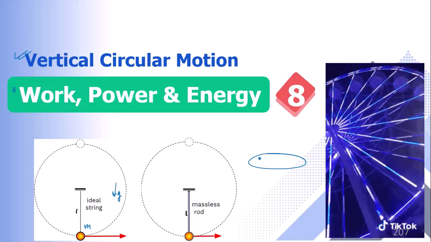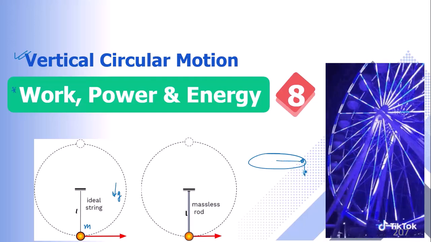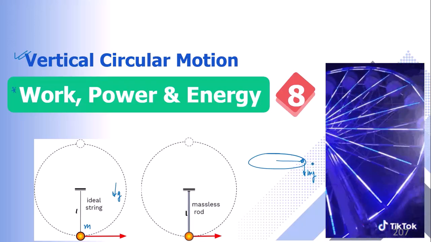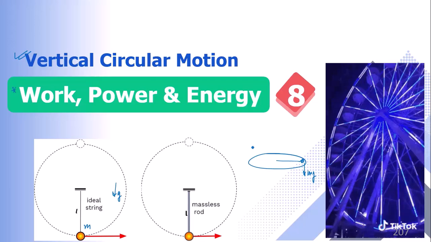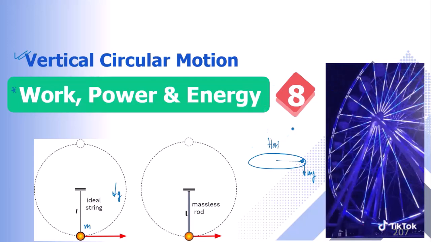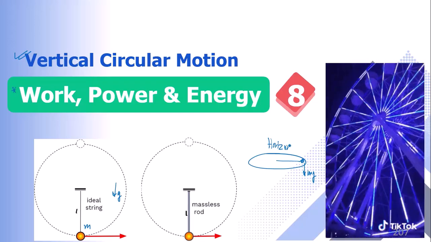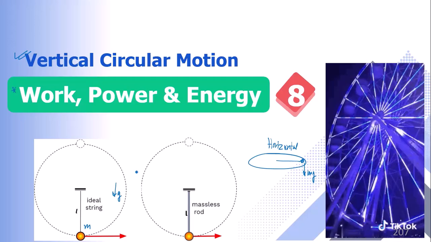Let us say this is the horizontal circle and the particle is moving along this horizontal circle. So here mg is acting vertically downward, so it is not in the plane itself. That means there is no effect of mg on a horizontal circular motion, but the effect of mg is there in case of vertical circular motion. So we have to take care of that.